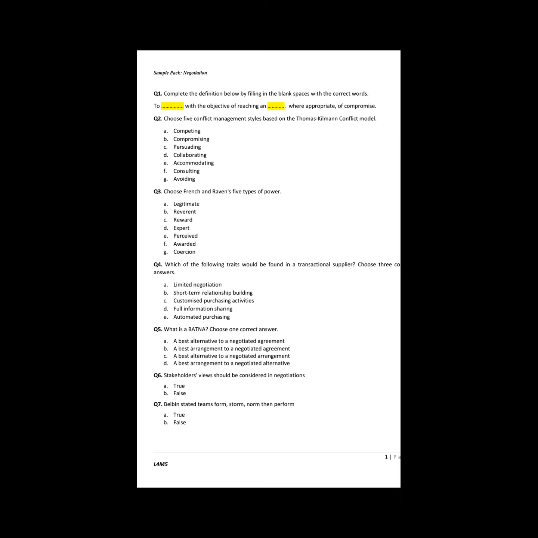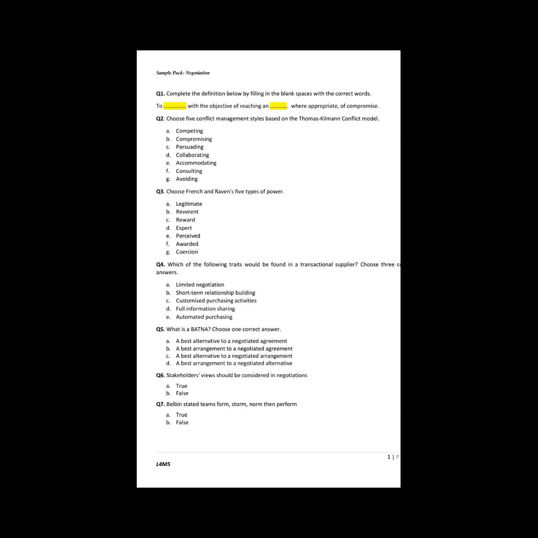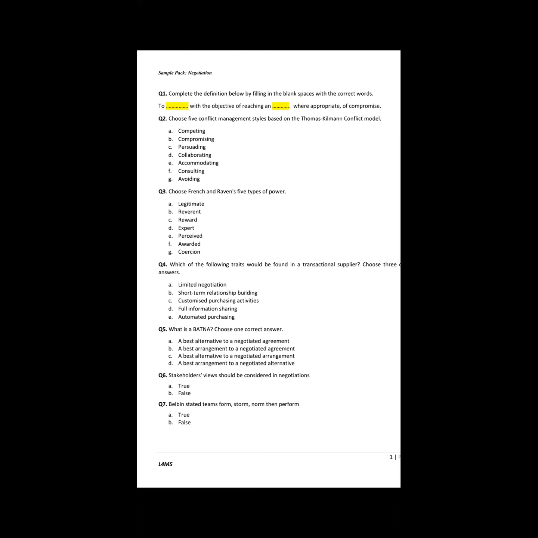Okay. Then question 4. Which of the following traits would be found in a transactional supplier? Choose 3 correct answers. Okay, A. The first, limited negotiation. The first answer is A. Okay. B. Short-term relationship building. Okay. Yeah. And E, automated purchasing.